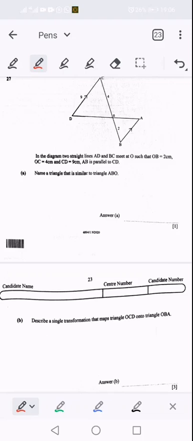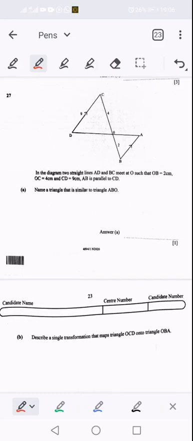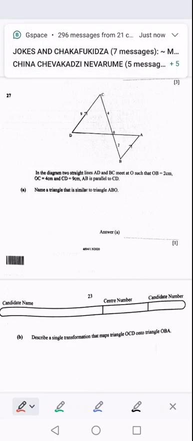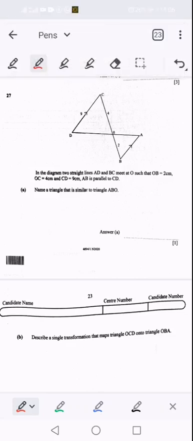Right, greetings. Let me help you with similarity. I want to assist you on similarity. To be able to do similarity, you need to know two theories that I will give you. Theory number 1 says Z angles are equal.